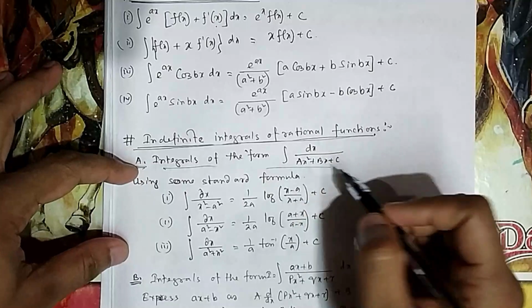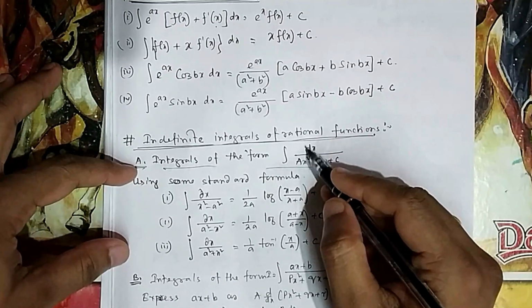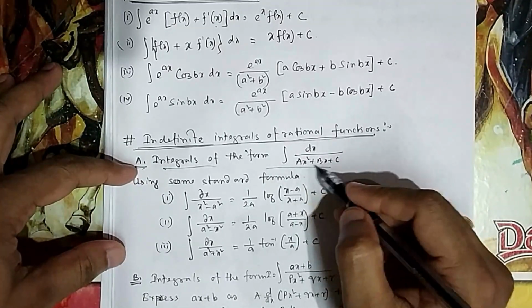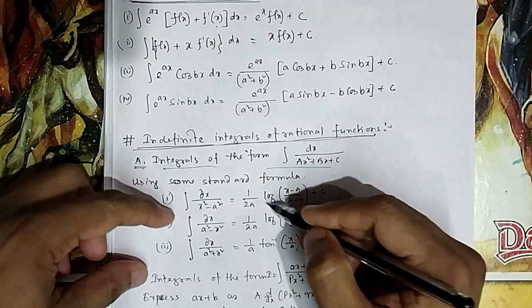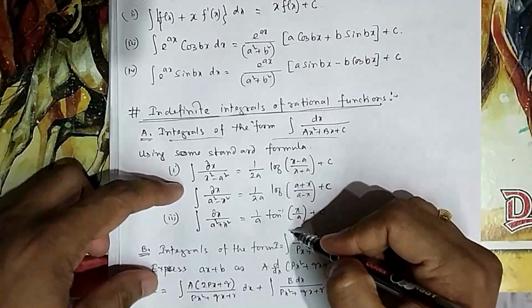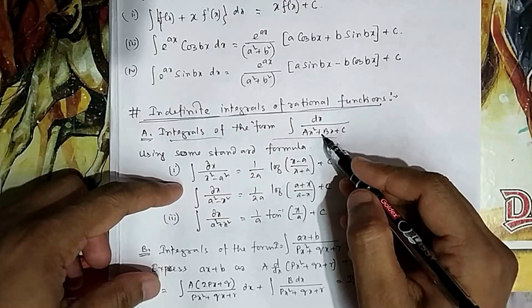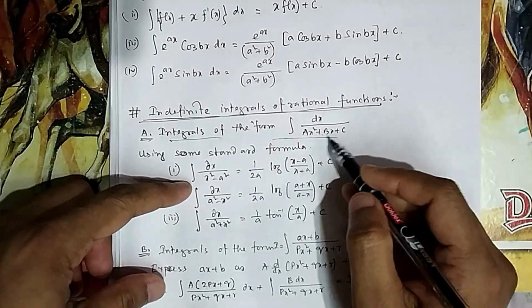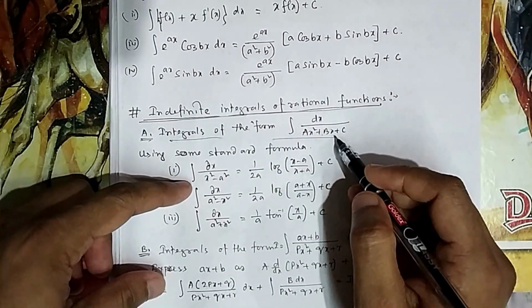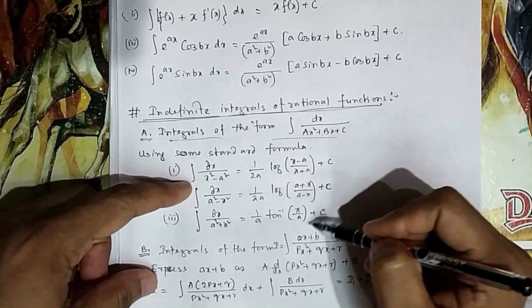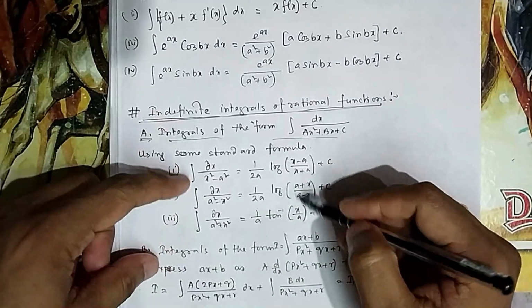There are different formats of rational function. If it is of this format, with a numerator and a quadratic in the denominator, then you apply these three formulas. These three formulas you have to remember. You have to convert it in one of these ways by the completing square method. So you can remember these three formulas.